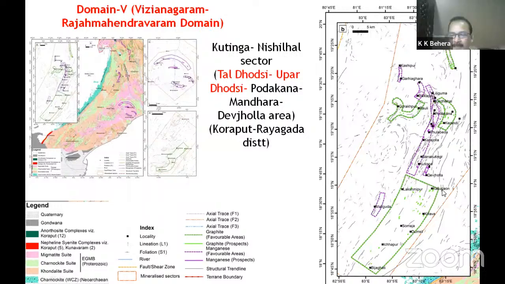This could be partially a fault, we don't know, but we need to do further study in those areas. In fact, we have to do field work in this area. This is the disposition of graphite and manganese in this area. So along the strike, continuing towards the south, this can be explored. These are the areas of greenfield. These will be greenfield areas towards the south where exploration can be taken up.